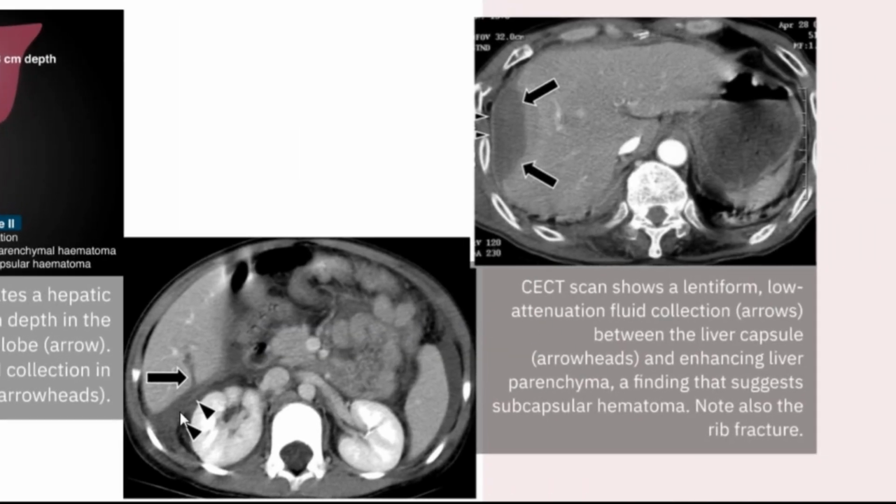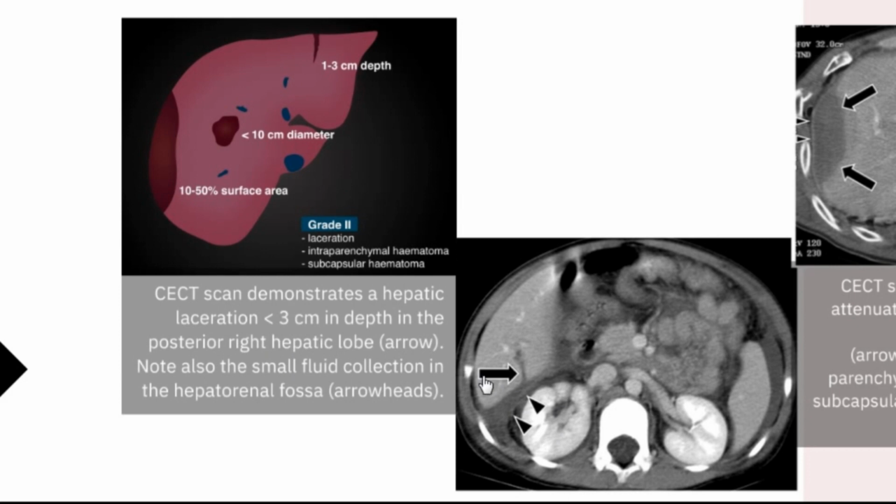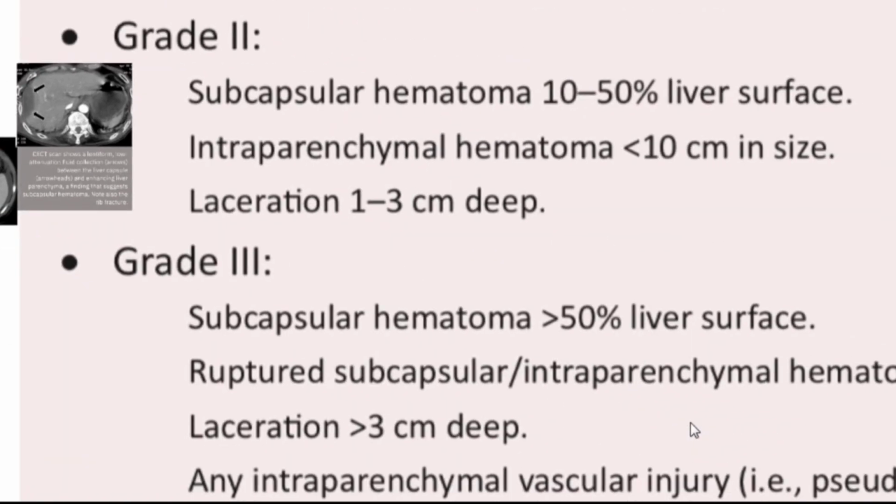So examples for that, we can see that there is a parenchymal defect or laceration. We can see this laceration is less than 3 cm, and also there's a collection of low density, which indicates hemorrhage, bleeding or hematoma. Another example for that, we have subcapsular hematoma, and we see the surface it should cover from 10 to 50% of the surface area of the liver, and it was proven to be such a subcapsular hematoma. It was also proven by operation on that case.